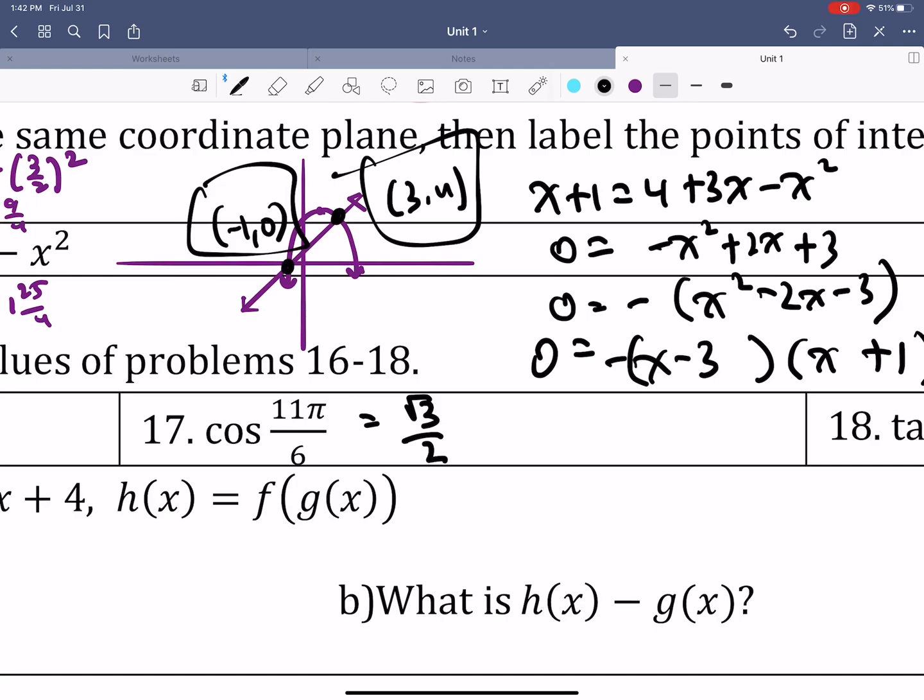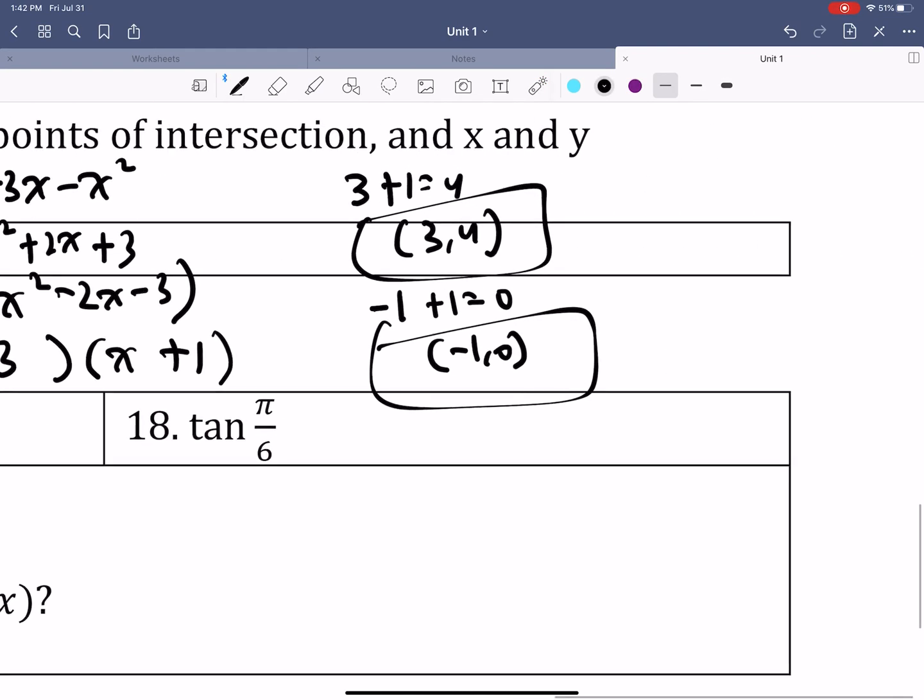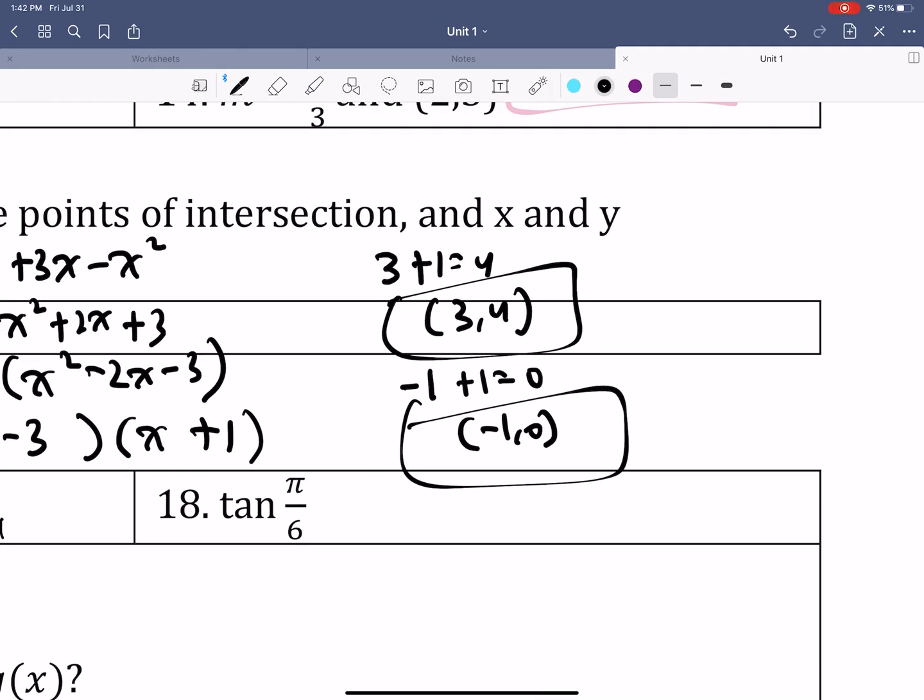If you don't quite remember how to do this, draw your quadrants. 11 pi over 6. Reference angle pi over 6. That means this is negative 1 because it's in quadrant 4, negative y values. Root 3, 2, adjacent over hypotenuse gives me that answer. Okay, tangent of pi over 6. Opposite over adjacent in quadrant 1. That gives me 1 over root 3. But we need to rationalize our denominator, so that gives me root 3 over 3.